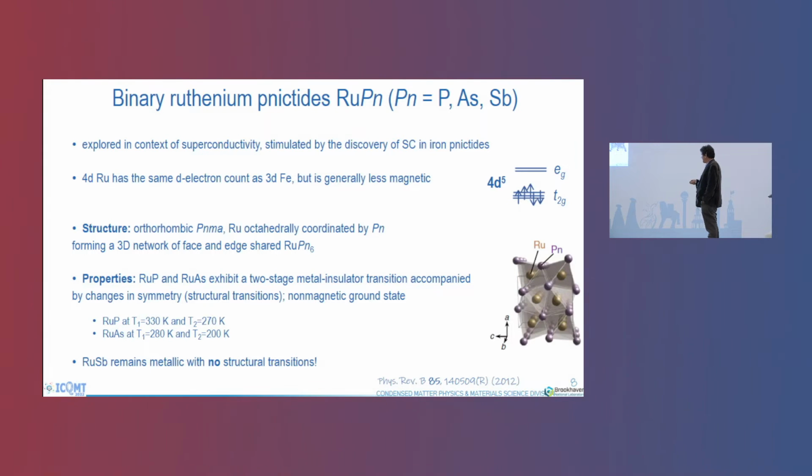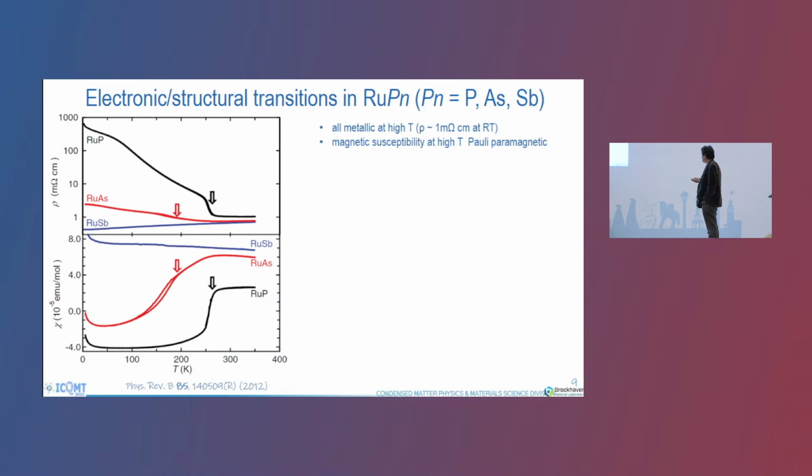On the other hand, ruthenium antimony remains metallic and does not have any transitions at any temperature. Okay, so this is how the properties look. The most robust is the metal-insulator transition at a lower temperature in all those systems. At high temperature, you have a resistivity of the order of 1 milliohm centimeter, and the magnetic susceptibility is Pauli paramagnetic.